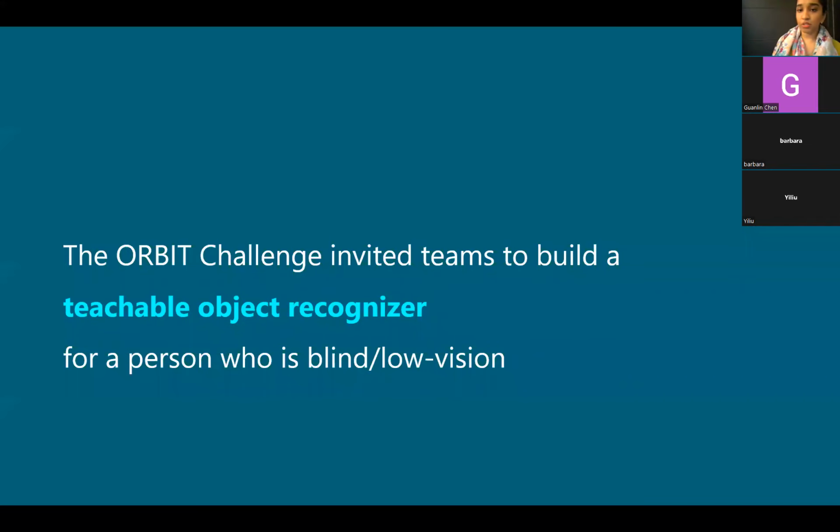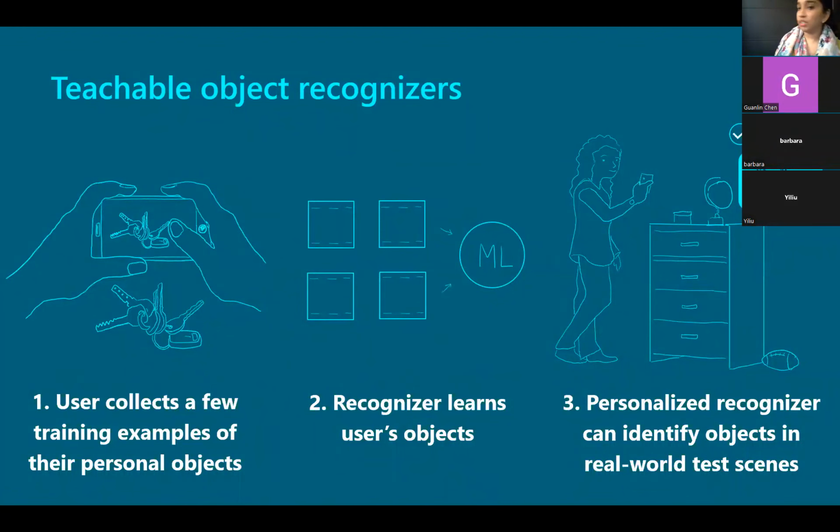Beginning with the challenge description, the Orbit challenge invited teams to build a teachable object recognizer for a person who is blind or low vision. What is a teachable object recognizer? Unlike a generic object recognizer, a teachable object recognizer can be taught or trained by an end user to recognize their personal objects after it has been deployed in the real world. The end user would capture a few examples of each of their personal objects, train their recognizer, and then can use this personalized recognizer to identify their objects in real-world test scenes.